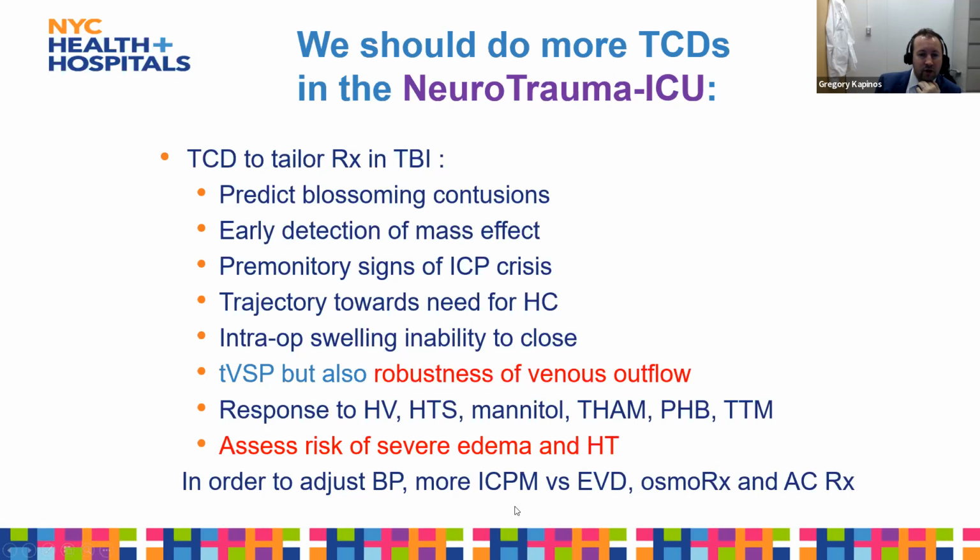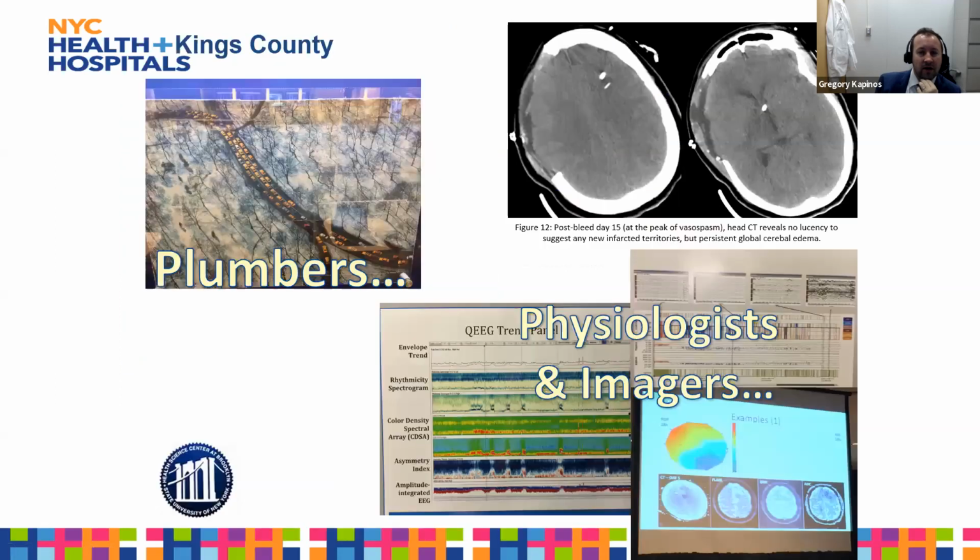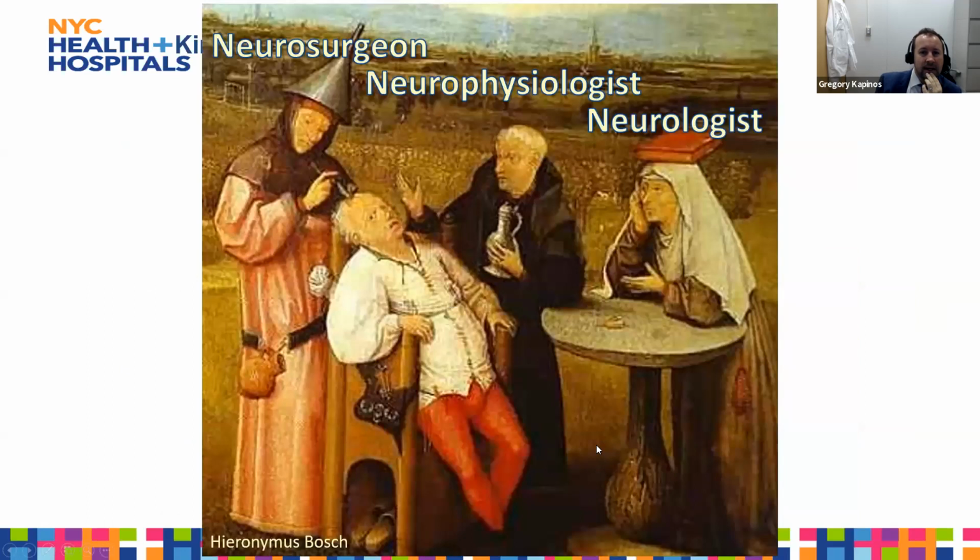We can adjust the goal blood pressure, adjust if we really need to do a monitor in the parenchyma versus ventricular. Maybe we can adjust how much osmotherapy we give, which one, and also anticoagulation. So it's fun. Physiology is complex, but I love to be beyond a plumber, a physiologist, and an imager.